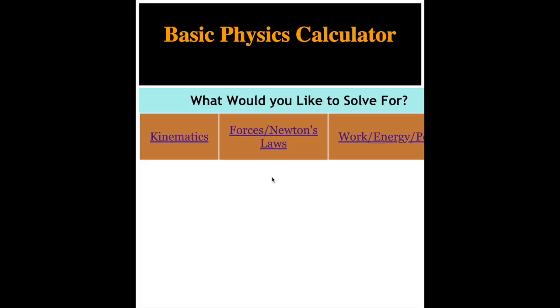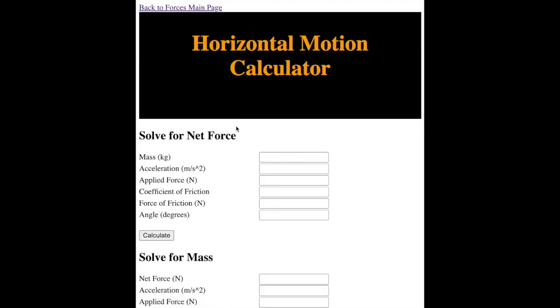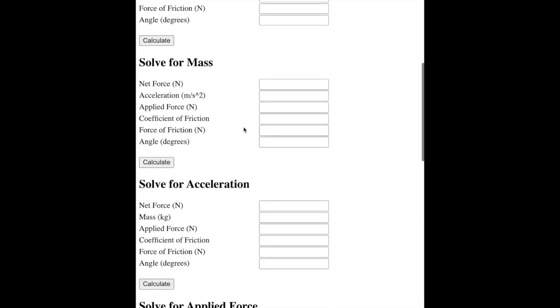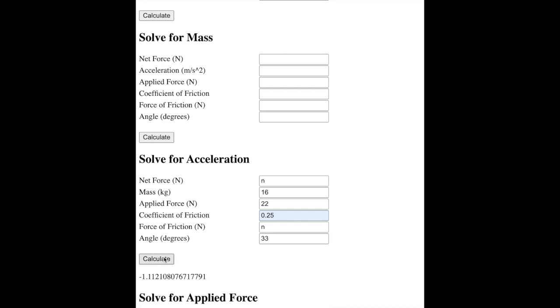Alright, let's go ahead and solve this using the calculator. Go to forces, then go to the horizontal motion calculator, and scroll down to acceleration. Since we don't know the net force, enter n. The mass was 16. The applied force was 22. The coefficient of friction was 0.25. We didn't know the force of friction, and there was an angle of 33 degrees. And when you calculate, you'll get approximately negative 1.11.